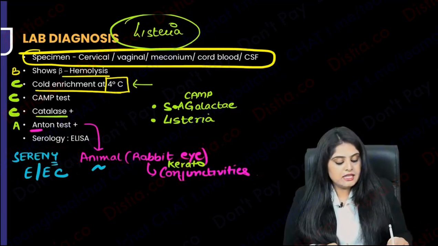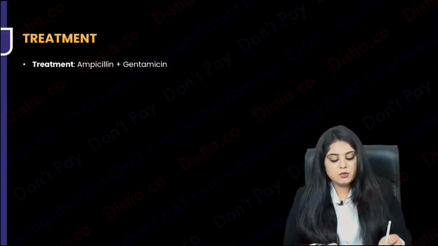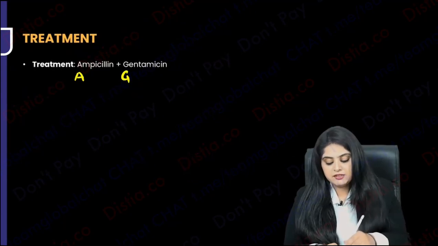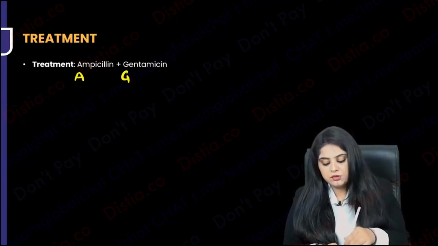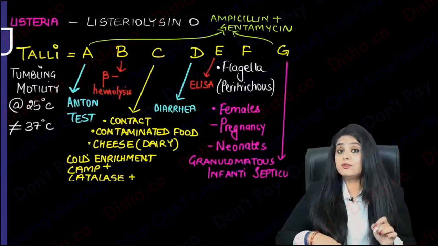Finally, with E, I had told you the serology that we use is ELISA. What is the treatment that I told you? The A and G: you are going to give ampicillin and gentamicin. Guys, ultimately I realized the rest of the story was so useless if I have done this Tully A, B, C, D, E, F, G, it is so nice. Do you want to repeat it?